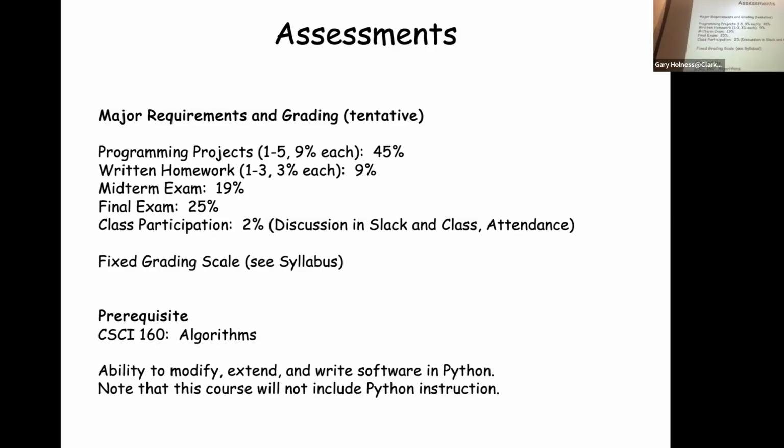Including discussion on Slack. Please, if you have a question, even if your question might seem, quote unquote, naive, I promise you on the instructor side, for every question you think is naive, about a third of your colleagues in the class had the same question. So I really want to be able to leverage those interactions to benefit everyone in the class. And so there's class participation. The grading scale is in the syllabus.